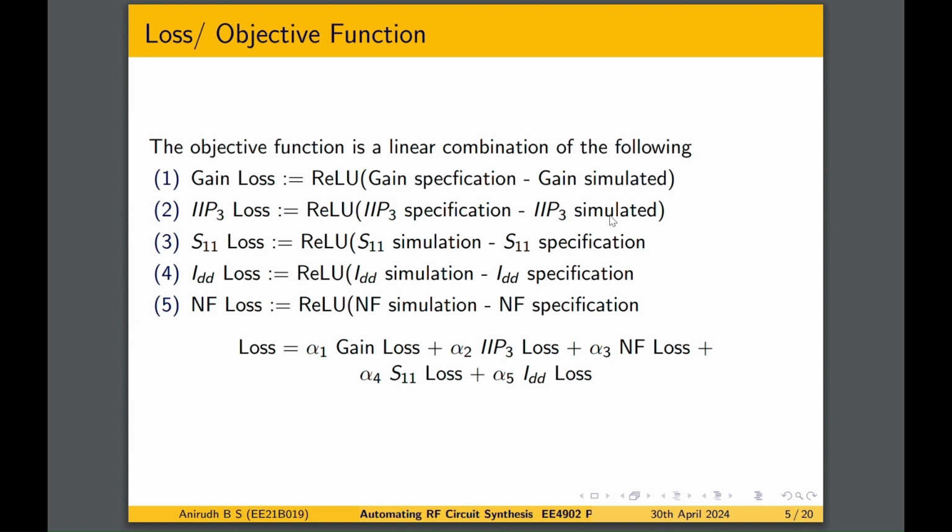Similarly, we define the S11 loss as S11 simulation minus S11 specification. That is, if your S11 simulation is much less than the S11 specification, your input port has been matched very well, so you are performing better, so that should not contribute to any loss, which makes sense here.